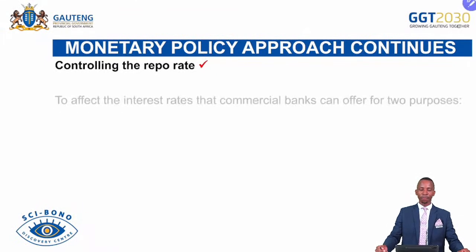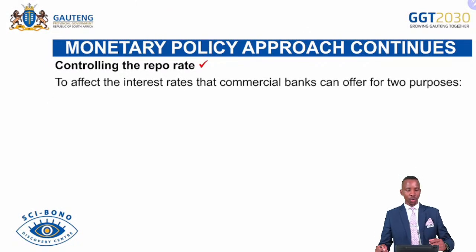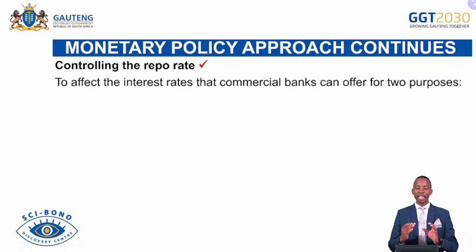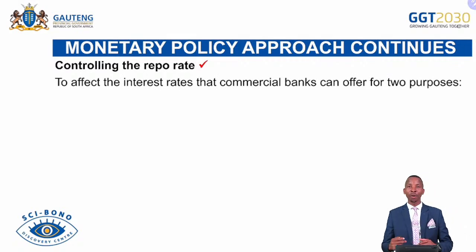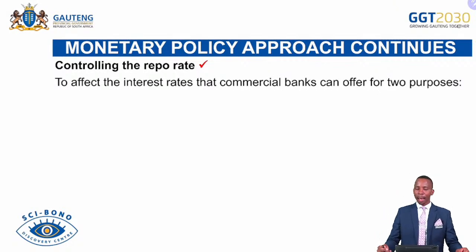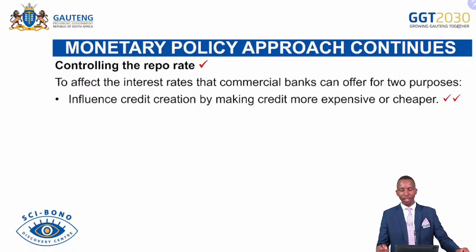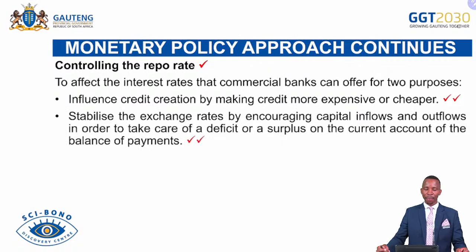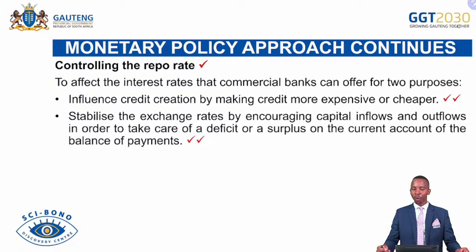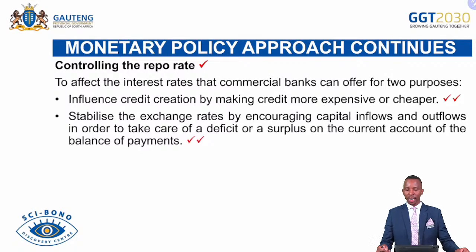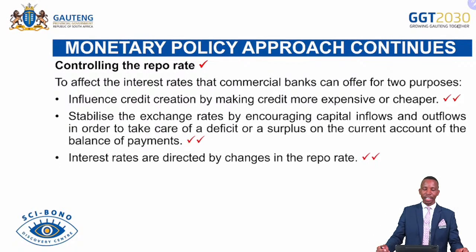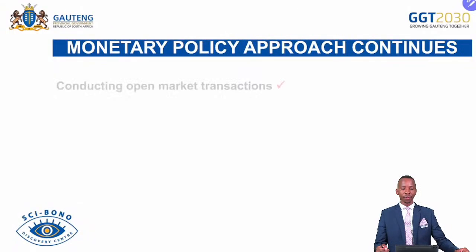Controlling the repo rate. This has been covered before in the lesson, so it is a repeat of the same information. It's just that this one is an assessment itself now from the previous question paper. The effect of the interest rate that commercial banks can offer is for 2 purposes: to influence credit creation by making credit more expensive or cheap, and also to stabilize the exchange rate by encouraging capital inflows and outflows in order to take care of deficits or surpluses on the current account of the balance of payments of the country. Interest rates are directed by changes in the repurchase rate or repo rate.